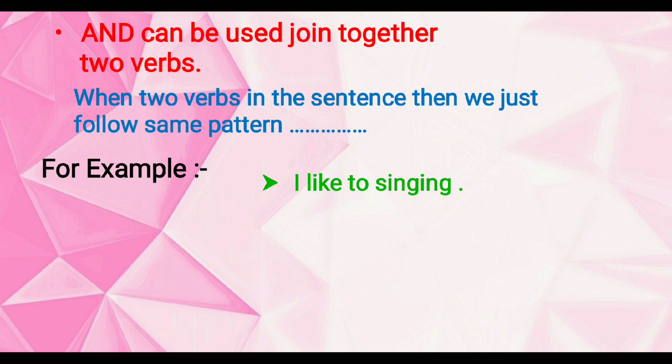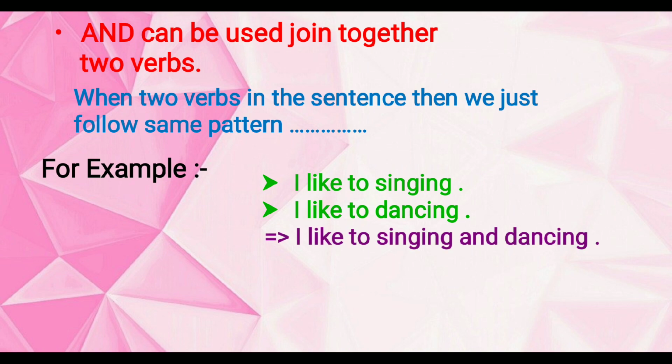I like to singing. The second sentence is, I like to dancing. Here singing and dancing are the verbs, right? Now, if we want to join these two sentences, what can we do? We write first of all the common part of these two sentences. And what is the common part? I like to, right? So, first of all, we write I like to. Then, we write the first verb. What is the first verb? Singing. Then, we use "and" and then we write the second verb, dancing. So what will be the answer? I like to singing and dancing.